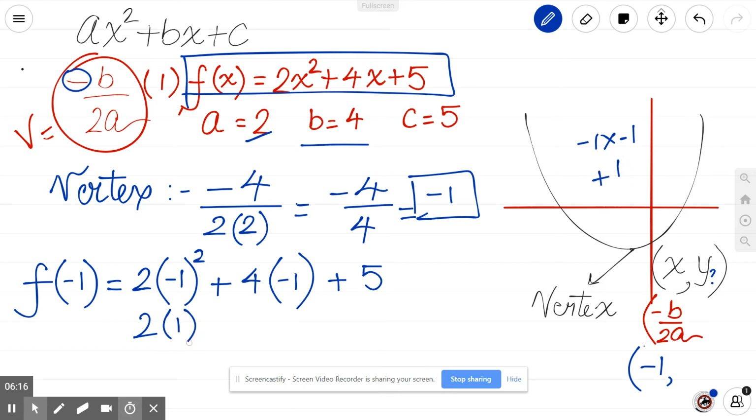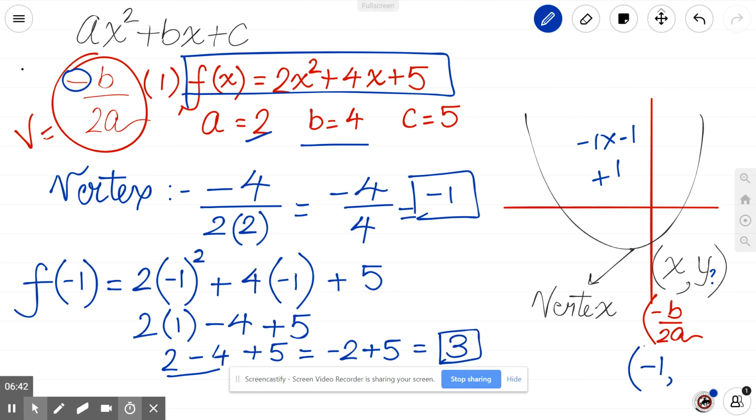2 times 1. Positive times negative is negative. So 4 times 1 is 4 plus 5. Now 2 times 1 is 2 minus 4 plus 5. I would suggest you always do the first two parts and then the next two. So 2 minus 4 is negative 2. I'm just doing these two for now. 2 minus 4 is negative 2. Negative 2 plus 5 is 3.